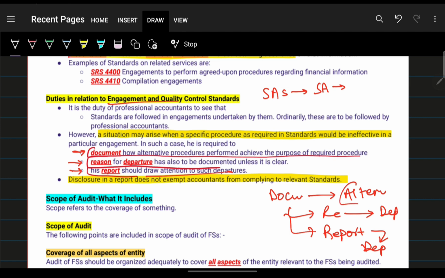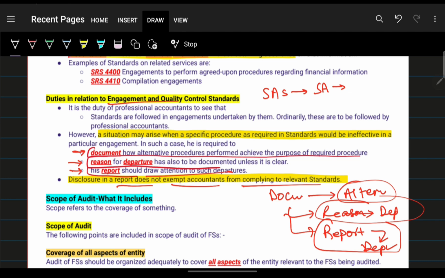First, what are the alternative procedures that he has put in place that helped achieve the objective of the procedure, and he should also give the reason why he departed from the procedures. And lastly, in his report he should bring attention to these departures. Now, if you just say in your report that you have not complied with the relevant standards, that disclosure does not exempt you from following them. So disclosure in a report does not exempt accountants from complying with relevant standards. Basically that's what it is.